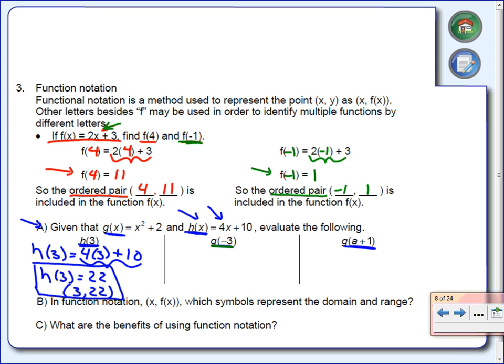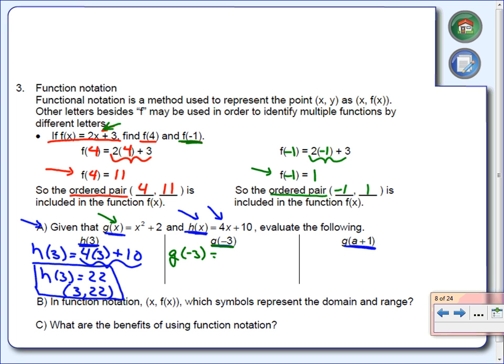Now let's try this next one here. Notice the next one doesn't have an h in front of it. This time it has a g in front of it, which means instead of using the function we used earlier, now we're going to have to use this. We've got to make sure we're using the right function. We can tell which function to use by looking at the letter. All right, so let's find g of negative 3.